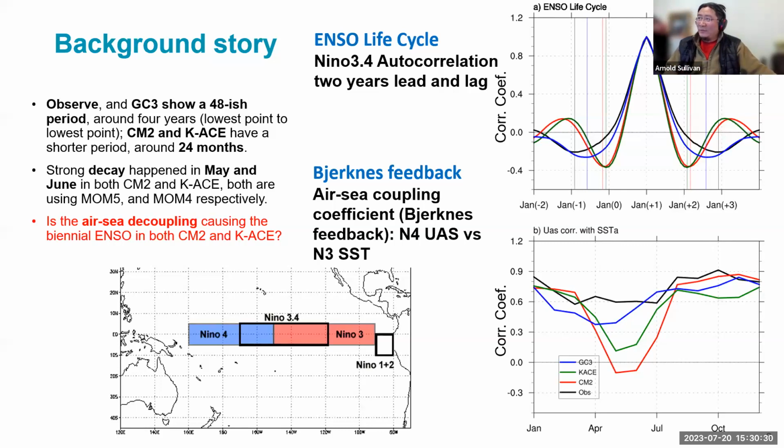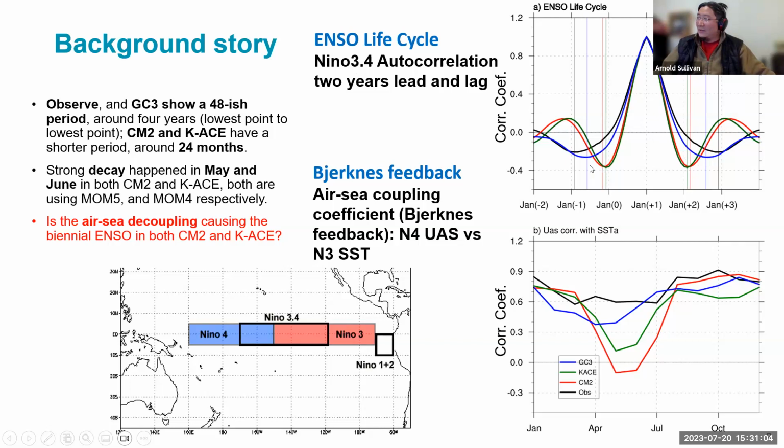First, I will talk about the ENSO life cycle. The other topic is the Bjerknes feedback. Usually we use a Fourier transform to show the spectrum, but nowadays we use the ENSO metric from Clevat, which makes it easy to calculate the autocorrelation of the Niño 3.4 with a 2 year lead and 2 year lag, shown on the right hand side. Can you see my mouse?